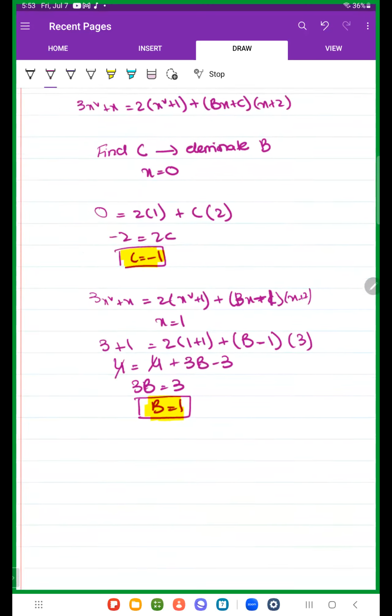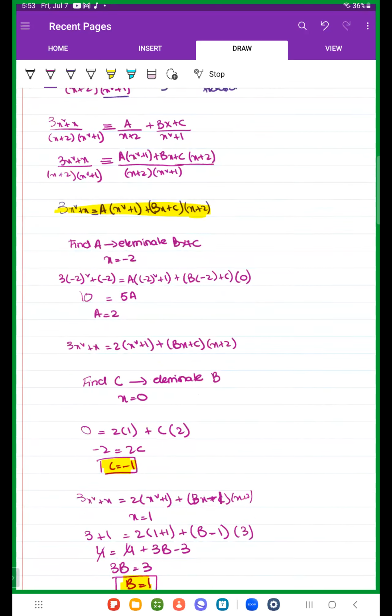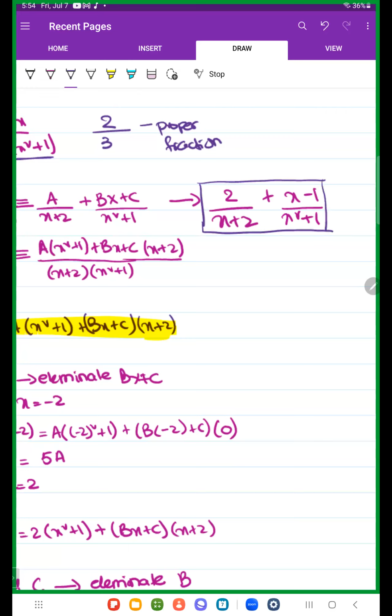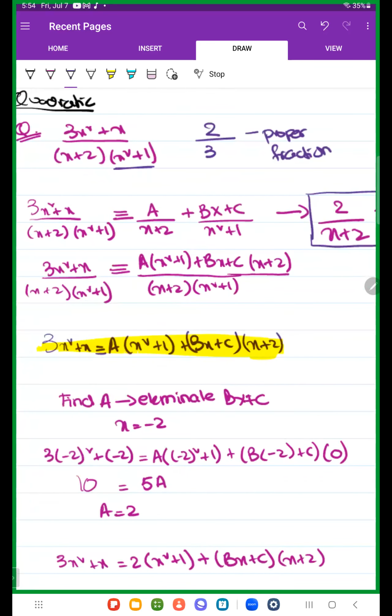So now you can rewrite the equation as a, b, and c. How do you give your answer? What did you get a as? 2. 2 upon x plus 2 plus what is b? 1. And what is c? Minus 1. Minus 1 upon x squared plus 1. So this is your answer. You understand? Yes. So even in repeated roots, the process remains the same.